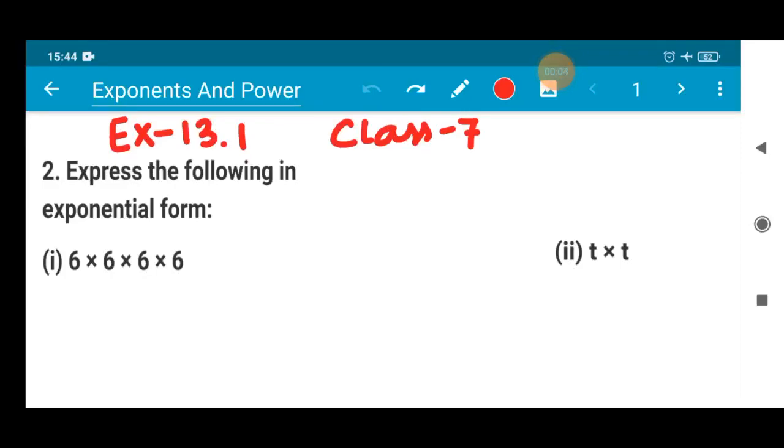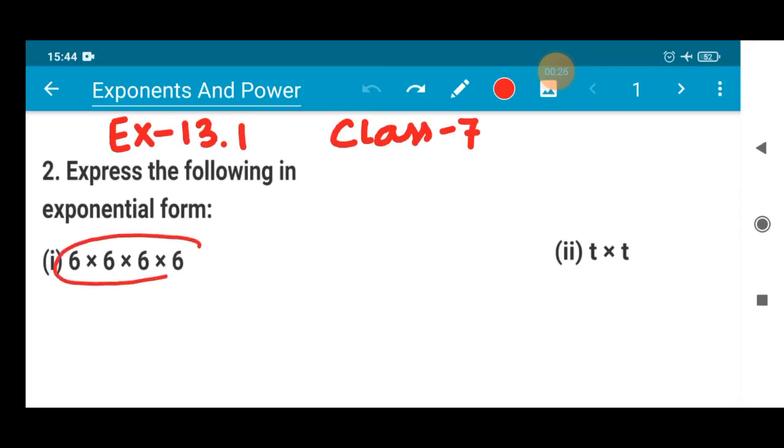So you all know that we have started chapter 13, that is exponents and power, from your maths NCERT. You also know that we have started exercise 13.1. Question number 1 is over. Now we shall be continuing question number 2 and 3 in this session. The question is, express the following in exponential form.